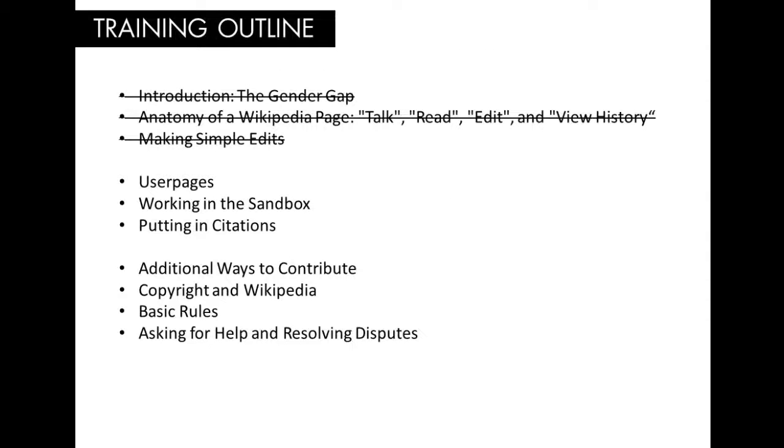Thanks for watching the first video in this series, where we learn how to make simple edits on Wikipedia. Now we're going to learn about user pages and how to use your sandbox to make future edits, including adding citations. In the third video, you'll learn about additional ways to contribute, as well as some rules and best practices for Wikipedia editing.